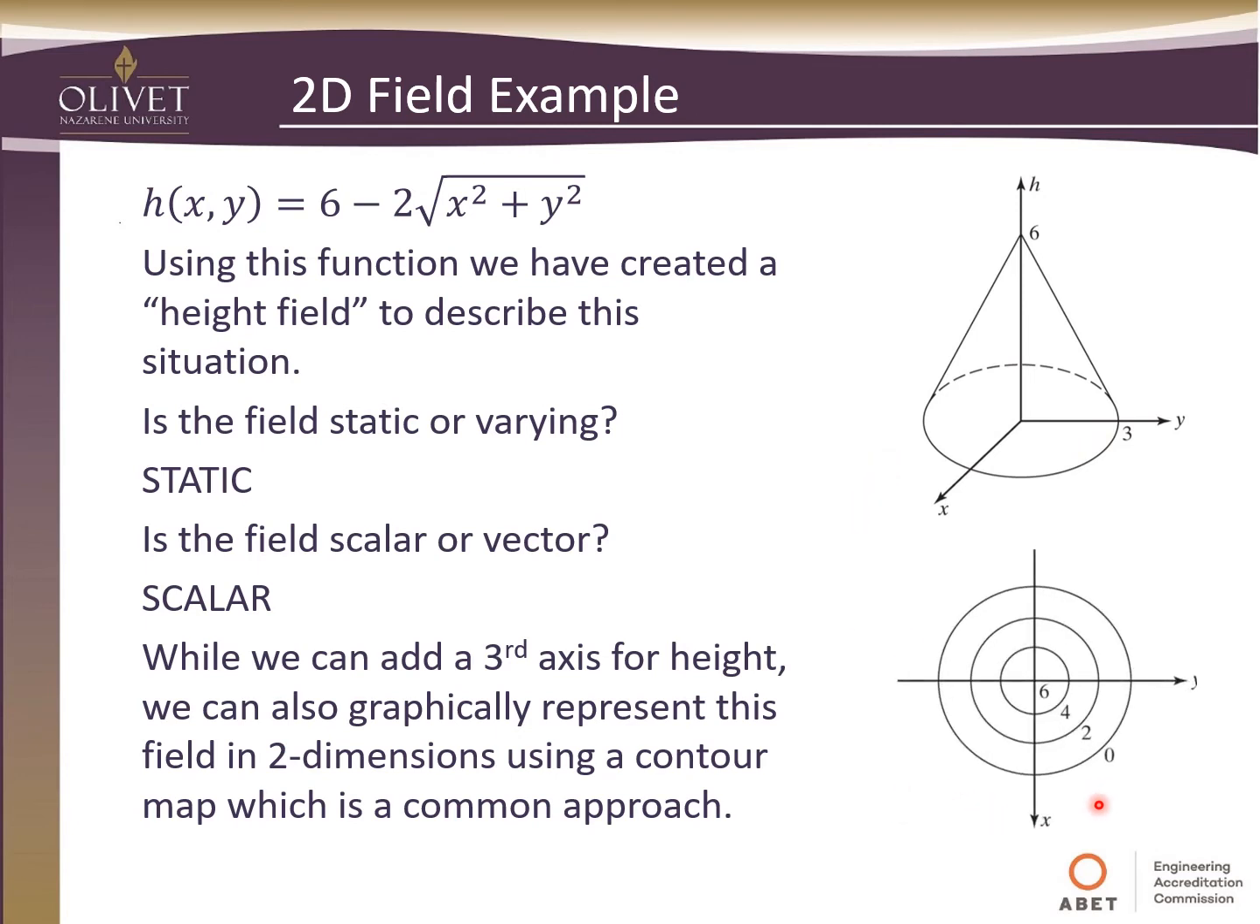We can also do a contour map like this one here. This is like looking from the top down, and you can see each line tells us what the height would be. So the height's the same all the way around on these lines. We're at 4 all the way around. We're at 2 all the way around. So this is a contour map.